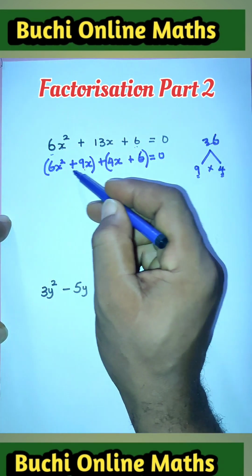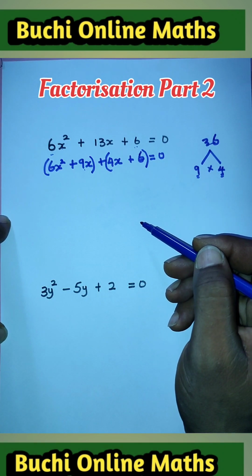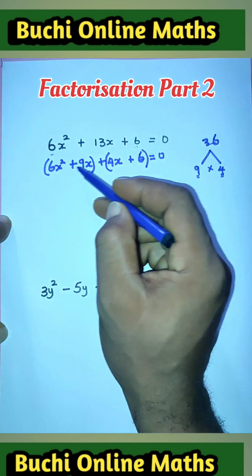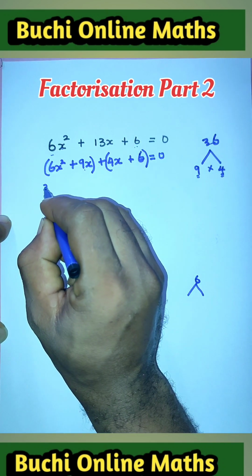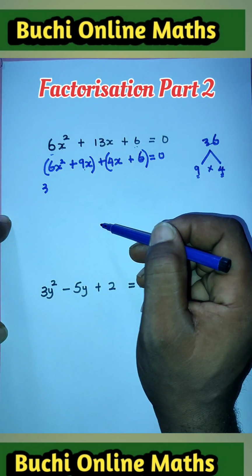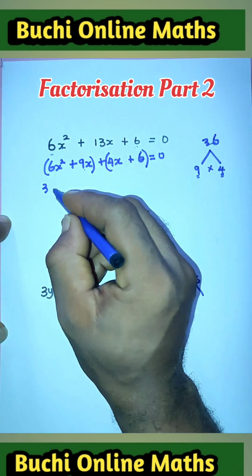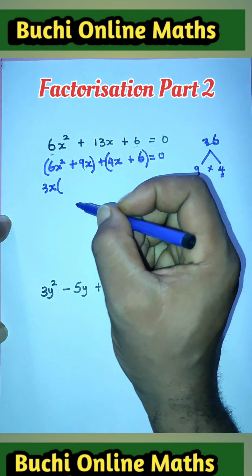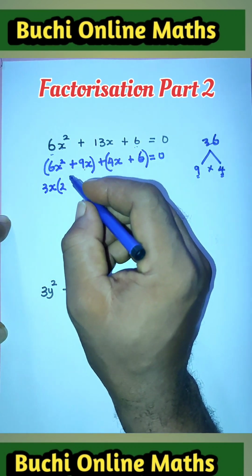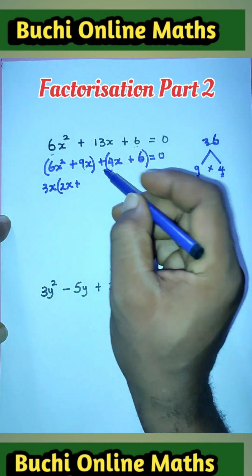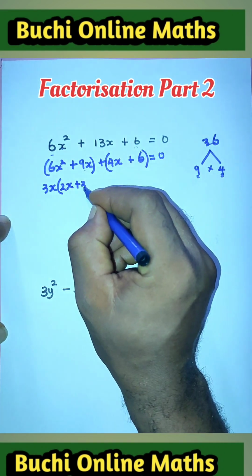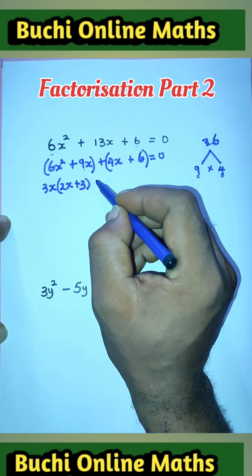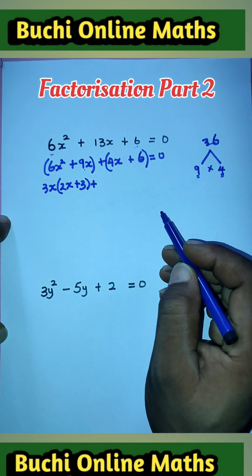Now, in this first bracket, we can get common factors. 3 is a common factor here because 3 can divide 6 and divide 9. So let's bring down 3. x is also a common factor because x is here and x is here. So let's bring out x and open a bracket. 6 divided by 3x gives us 2x, and 9 divided by 3x gives us 3. We close the bracket. Plus, we go to the next bracket.